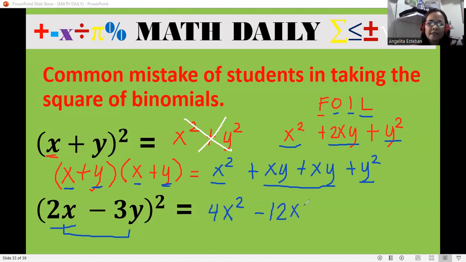12xy. That's sometimes the term that is mostly forgotten. And then the last one is the square of the last term, or the second term. We have the negative 3y multiplied by negative 3y. That results in positive 9y squared. So that is the proper way of finding the square of a binomial. Again, square the first term, then twice the product of the first and the second, and then square the last term.